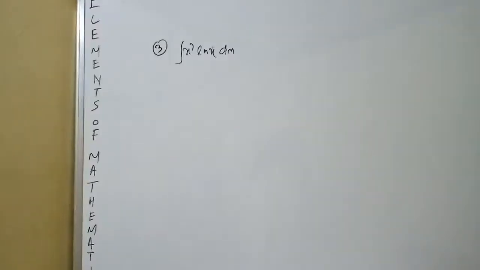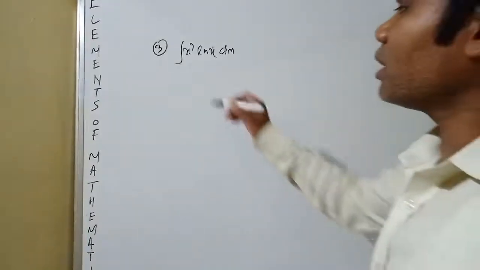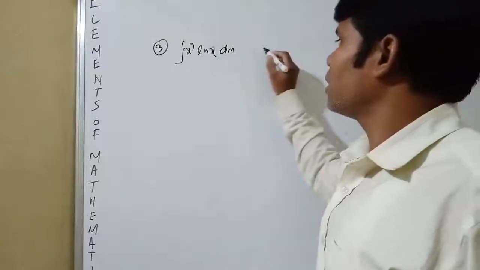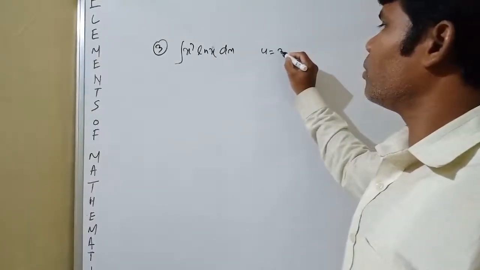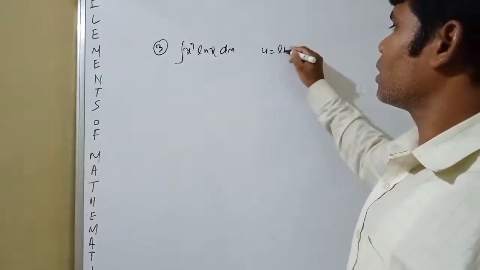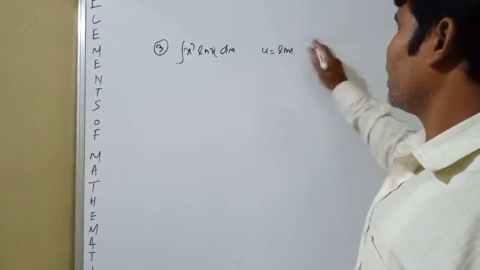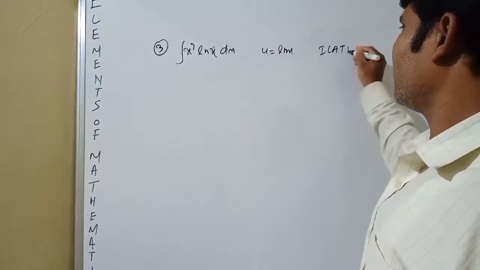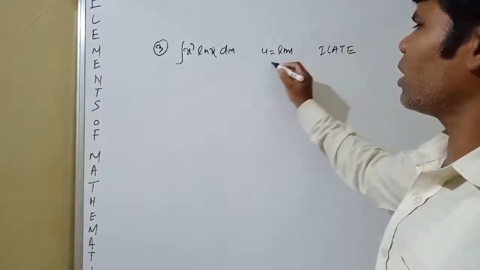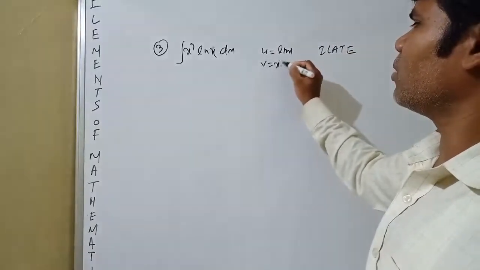You see the next problem: integration of x to the power 7 ln x dx. Let u be ln x, the logarithmic function, and v is equal to x to the power 7.